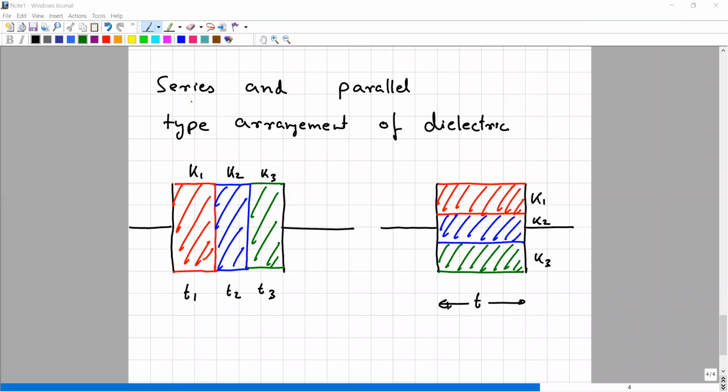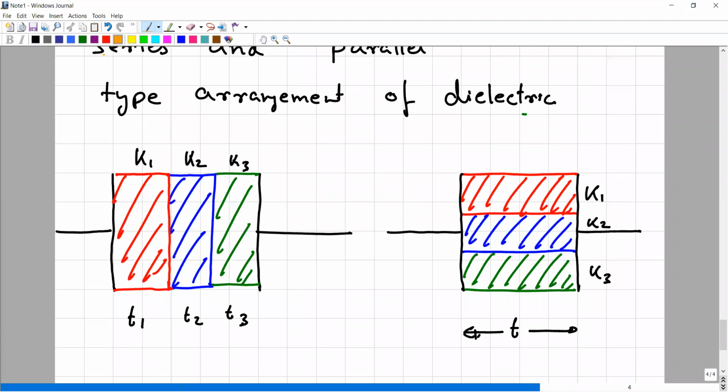So we are going to understand the series and parallel arrangement. Series and parallel type arrangement of dielectric. That means the dielectric can also be arranged like series or parallel within the plate of capacitor. How are you going to identify that?